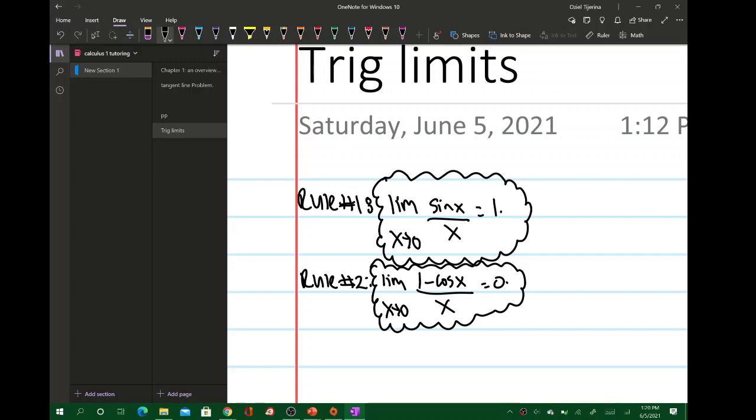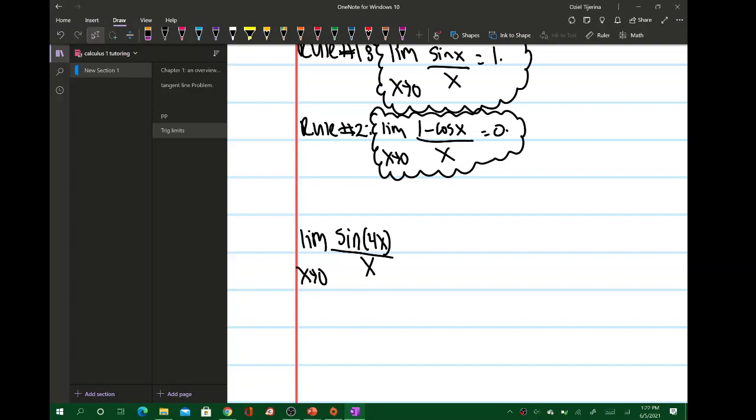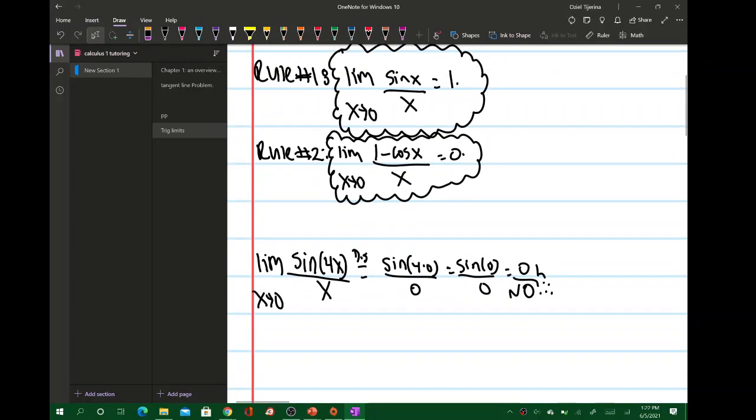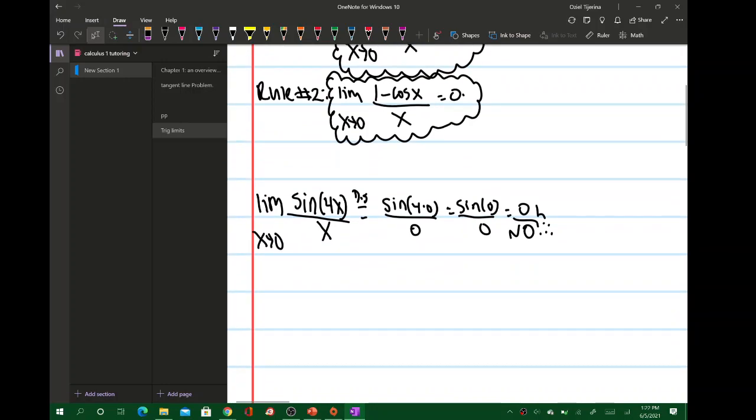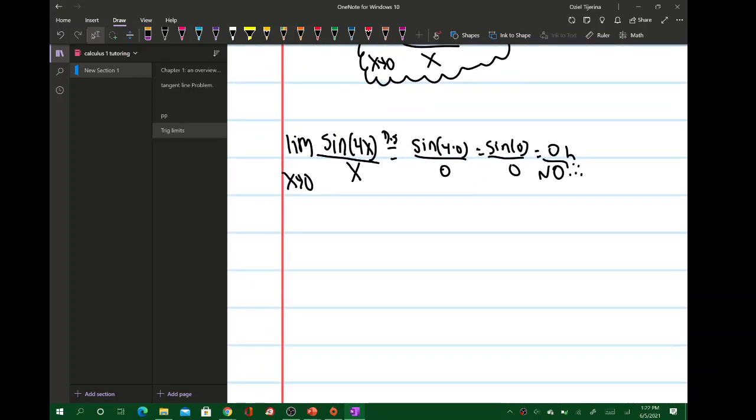Give me 1 second, hold on. So this one says the limit as x approaches 0 of sine of 4x over x. Now, obviously, if we do direct substitution, we have sine of 4 times 0 over 0, which is sine of 0 over 0, which is 0 over 0, oh no, right? So what are we going to do exactly? Well, there's a rule to this.